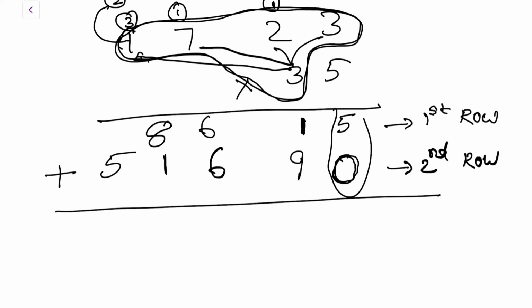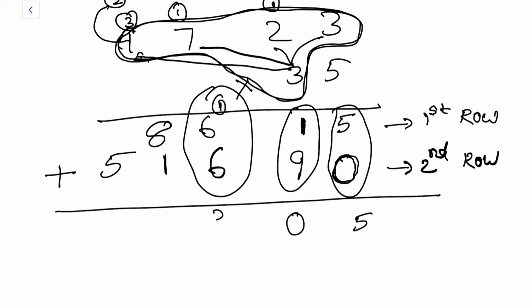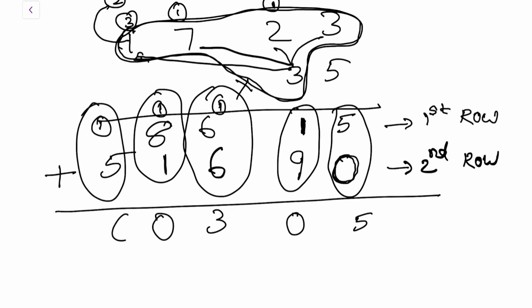5 plus 0 is 5. 9 plus 1 is 10. 6 plus 6 plus 1 is 13. 8 plus 1 plus 1 is 10. 5 plus 1 is 6. That's your answer. 60,305. This is how you can do the multiplication by 2-digit numbers. Remember, before doing the second row, it's important that you put the 0. Okay, very important. Okay, let's take another example.